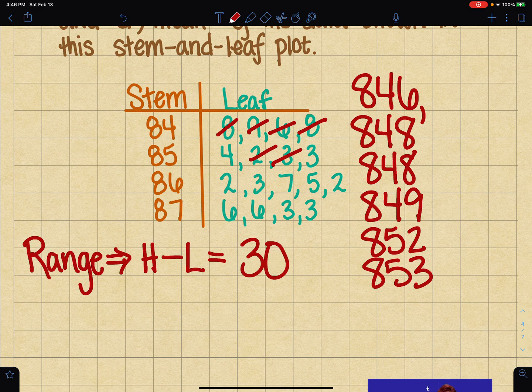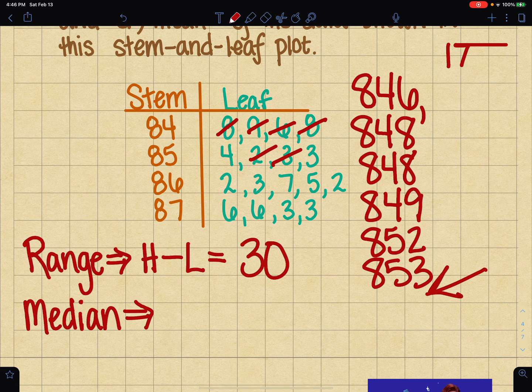Okay, then it wants to know what's the median. The median is the one right in the center. Now, if you have an even number, you're going to have to average two numbers. If you had an odd number, and it turns out we do end up with an odd number, we end up with 17, then you pick the one that is exactly in the middle. I didn't get that far down, but the answer was 862, because that is right in the middle. That means 17 minus 1 is 16, so there's 8 in front and 8 behind it.